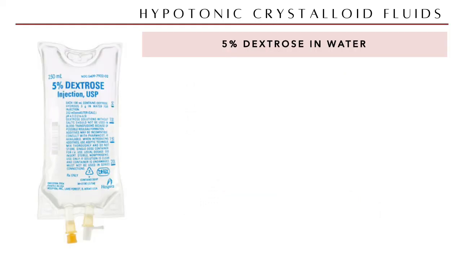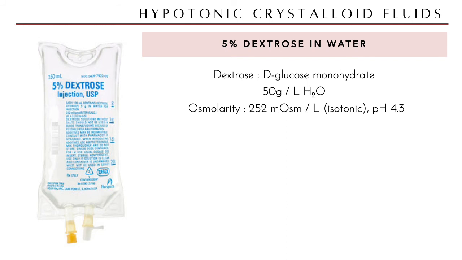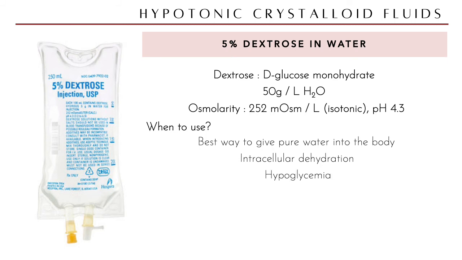All right, 5% dextrose in water. Why do we give dextrose in the fluids? Dextrose is in the form of D-glucose monohydrate in this concentration, 50 grams per liter of water. This is the osmolarity and the pH. When do we use it? This is the best way to give pure water into the body. Yes, it will help with hypoglycemia as well, but dextrose is readily and efficiently used up by the cells as soon as it enters the blood vessel. So basically what is left is the water.